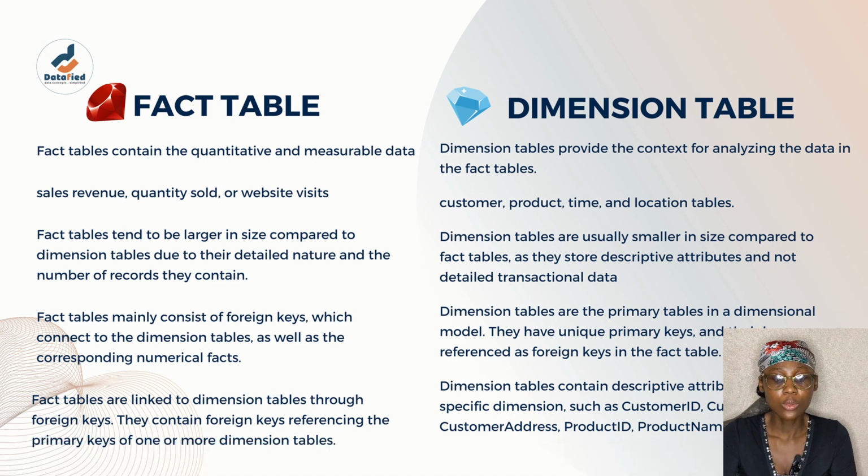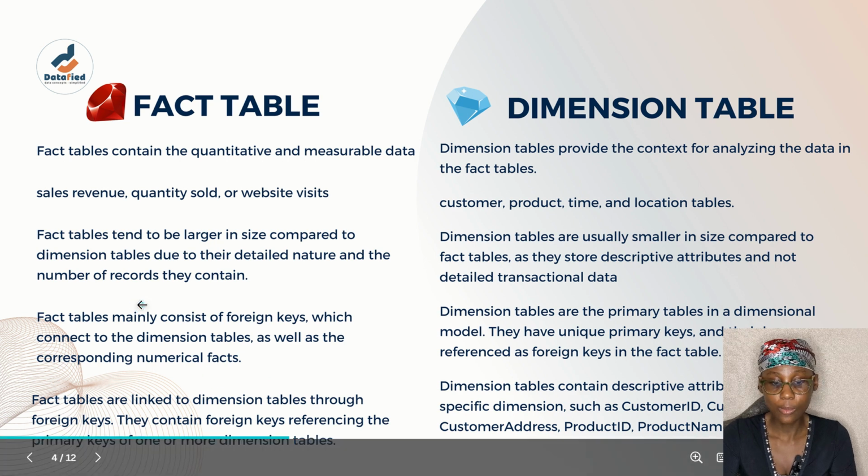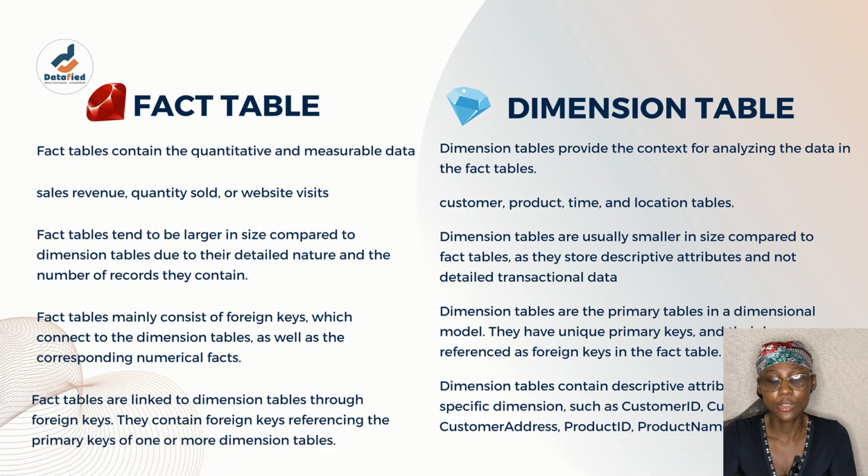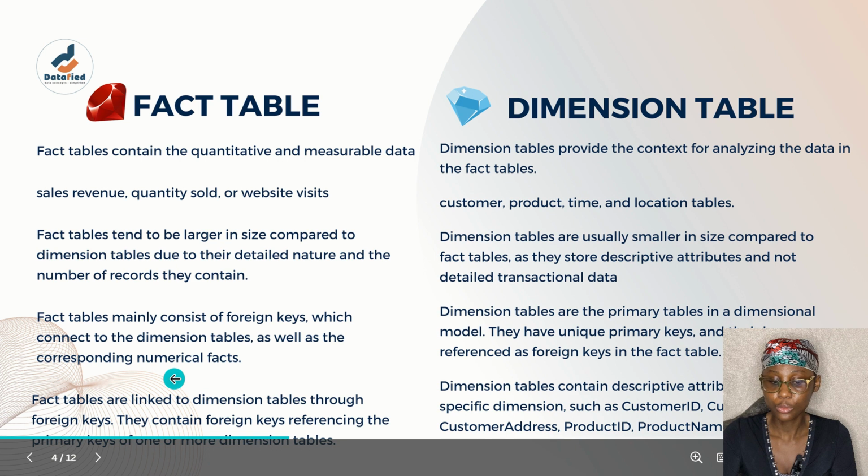Fact tables are also larger in size compared to the dimension table. That's because they are very detailed. They actually contain more records and they contain the process that is involved in the data collection. Also, a fact table consists of foreign keys which connect to the dimension table, and fact tables are linked to the dimension table through the foreign keys.